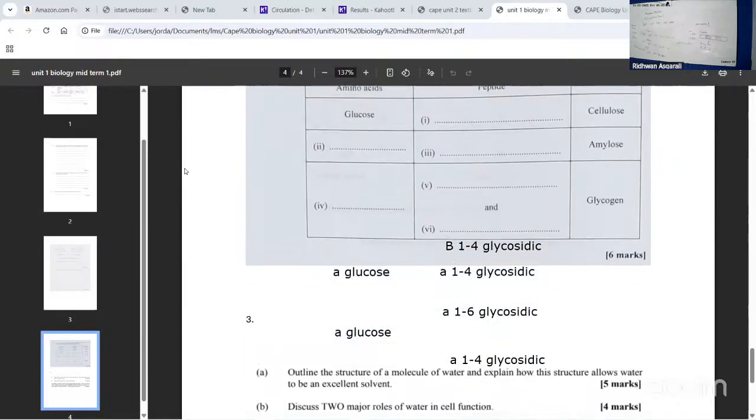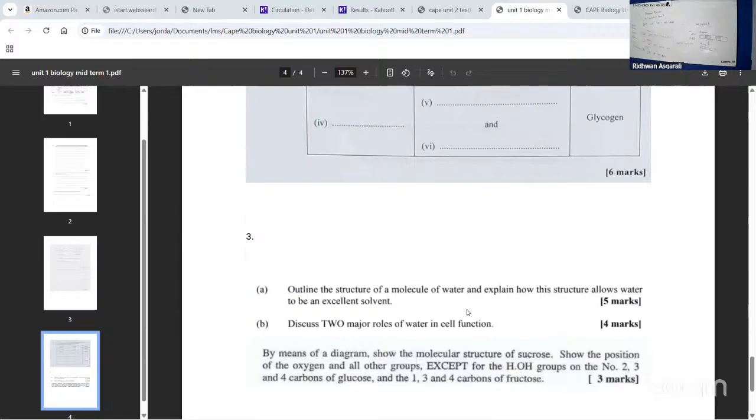Right, part 3. So we could run through this. Outline the structure of a molecule of water and explain how it allows water to be an excellent solvent. So let's start with the structure. How would you describe the structure of water? It's made up of 2 hydrogens to 1 oxygen. The oxygen has what type of charge? The oxygen has a slightly negative charge and the hydrogen has a slightly positive charge. So that makes it a what? A dipole or polar substance. So because of this polarity, how does this help with its solvent properties? It's a solvent to what type of molecules?